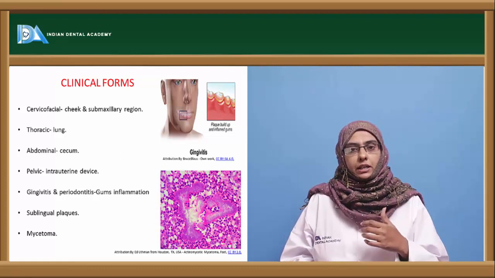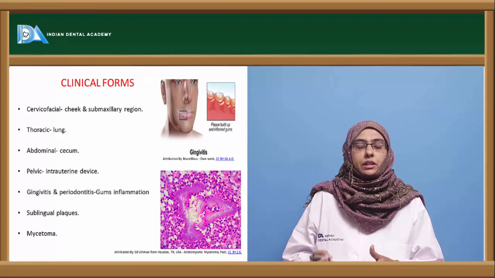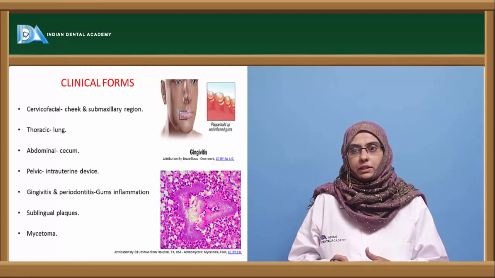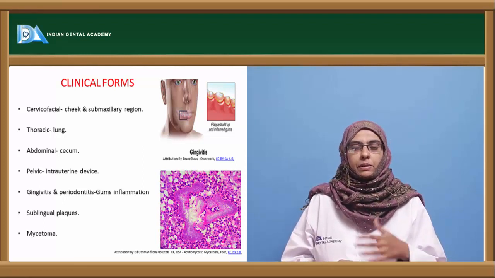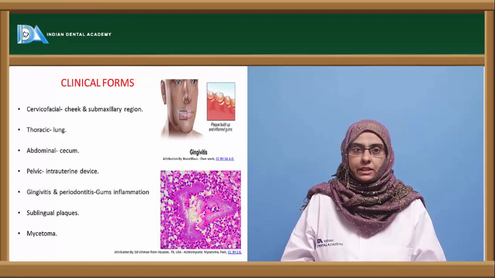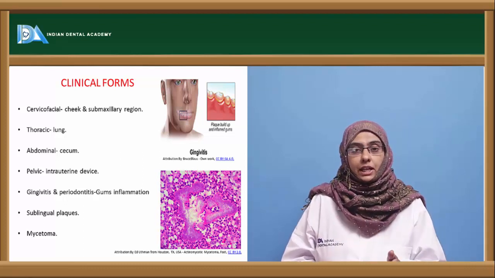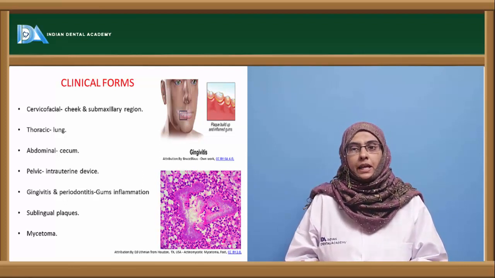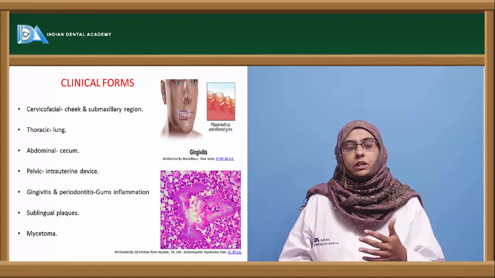the chest wall. Coming to the abdominal form, the cecum is mostly involved along with the neighboring tissues and the abdominal wall. This infection can also be transmitted to the lungs via the portal vein. Next is the pelvic form of actinomycosis, which is seen only in females who use intrauterine devices. The intrauterine devices, which are not sterile in nature, can lead to infection with actinomycetes.